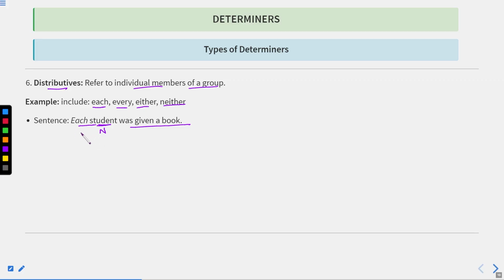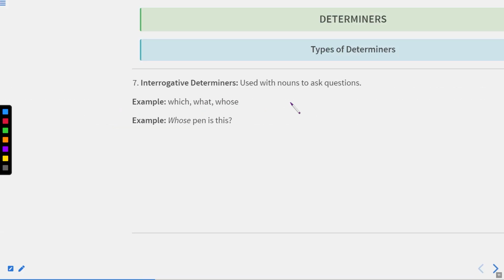and just before that we have used the word each. So this each is referring to this singular noun. Was given a book. So each student means every individual member. After each we have used student, which is a singular noun. After any of these words, we always use a singular noun as well as the singular form of the verb. Okay, now let us move to the next one.